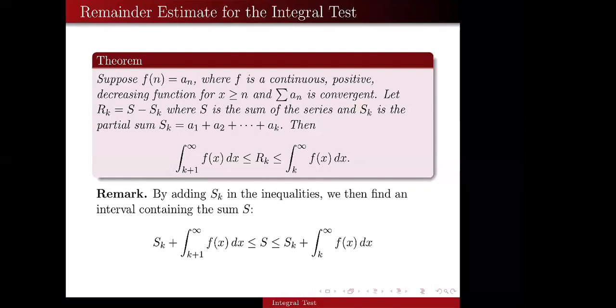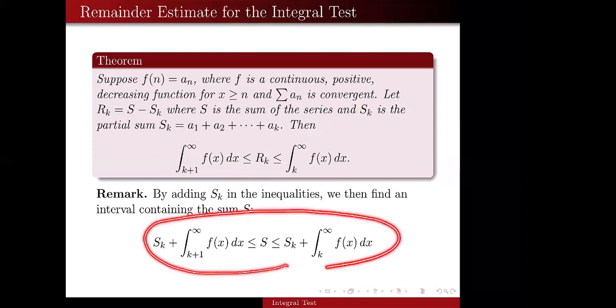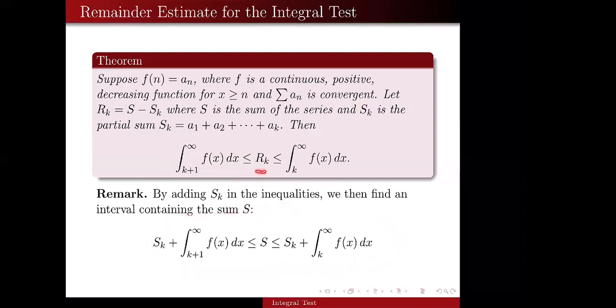Notice, by adding S sub k in the inequalities, we have the following. In the middle, if you add S sub k, you'll just get the sum. It's this here. On the left and right hand sides of the inequalities, you just add that. But at least we know where our S will be. It's just between this number here and this number here.